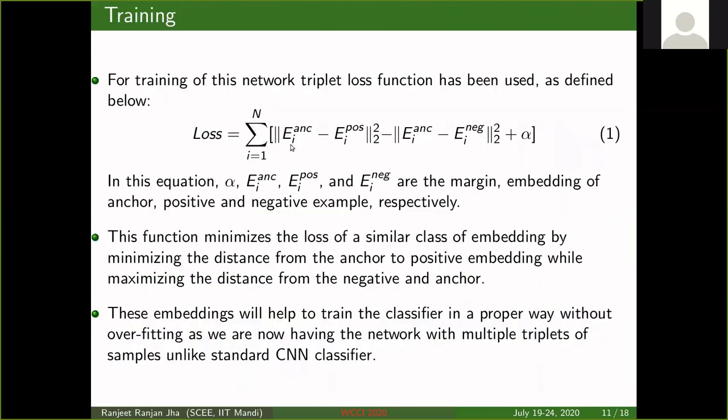So this is the triplet loss. Here this is the Euclidean distance between anchor and positive, and here this is the distance between anchor and negative, and we also have some alpha margin. So our goal is to minimize this distance, but at the same time we have to maximize this distance.